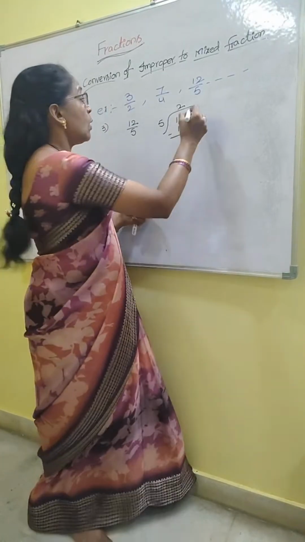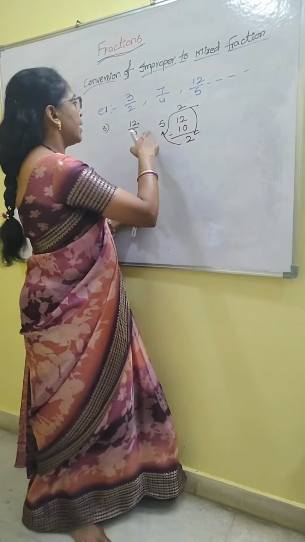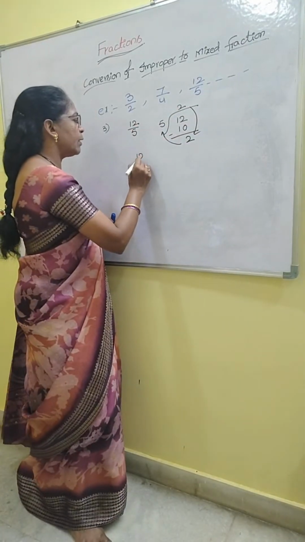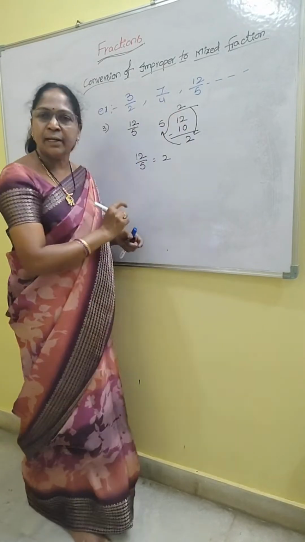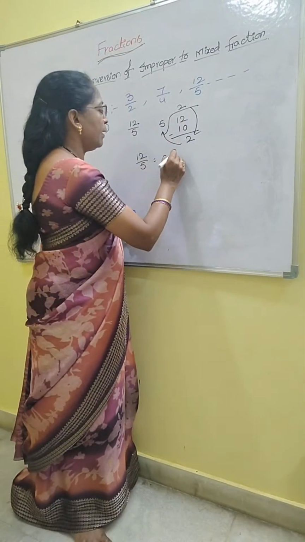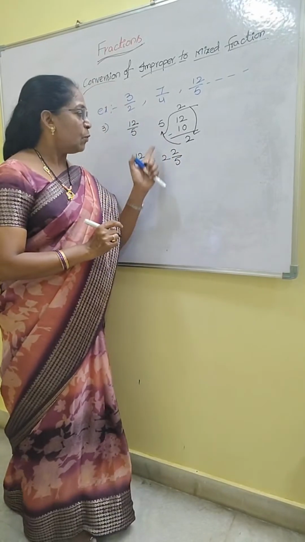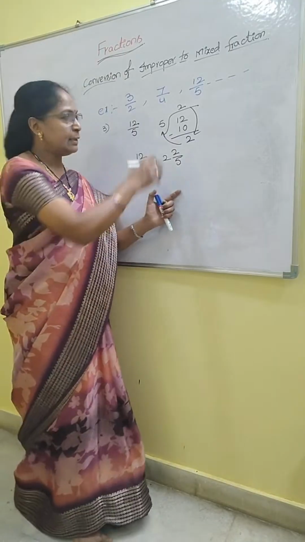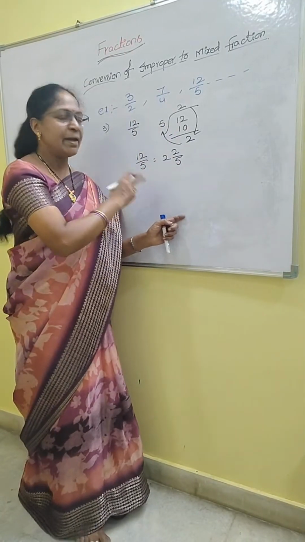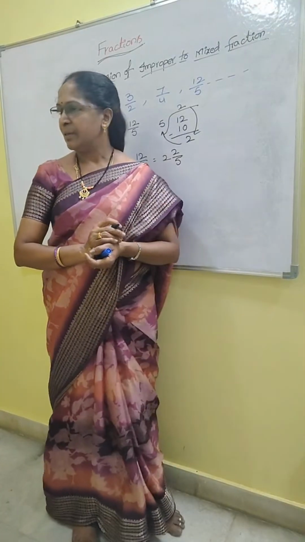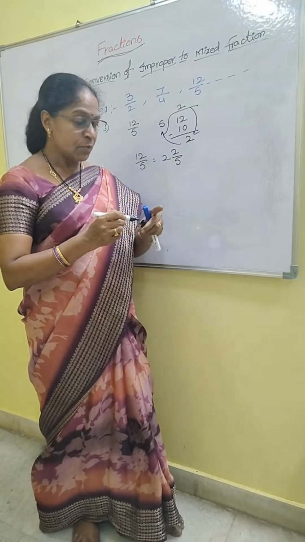2. So how can you write? 12 by 5 equal to 2 as quotient. Next remainder divided by divisor, 2 by 5. This is the procedure. Is it clear? It's very important. If you have any doubts, you can ask me. Right. Next one, reverse.